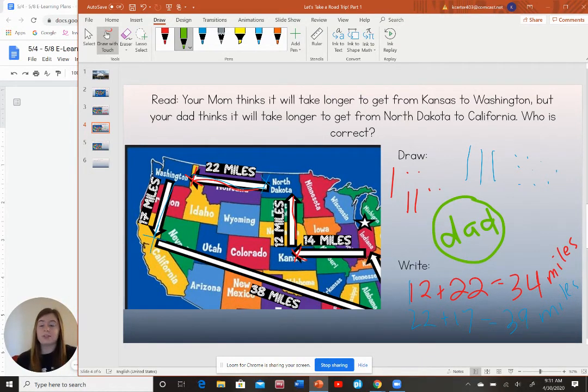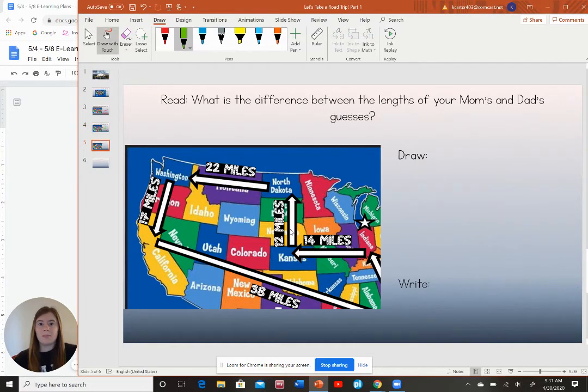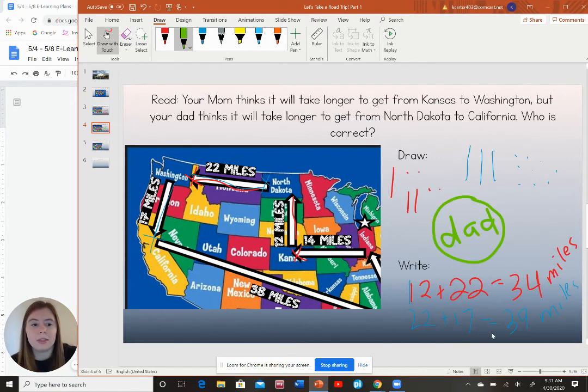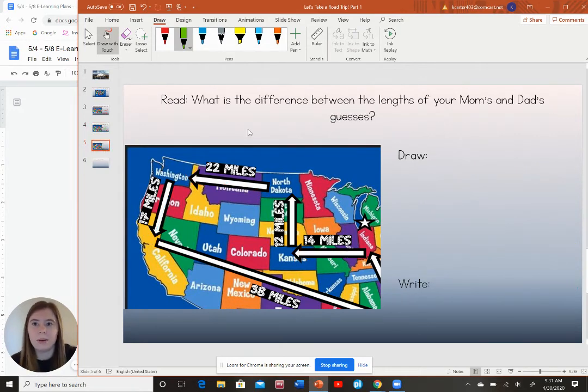Okay, their answers weren't off by much, but we want to know the difference between the lengths of the mom's and the dad's guesses. So if we look back, their guesses were 39 and 34. I'm going to go ahead and draw a picture, even though you could probably write on or count on if you wanted. We had 39. We're going to start by representing that number, and 39 is made of 3 10s and then 9 1s. So 1, 2, 3, 4, 5, 6, 7, 8, 9.